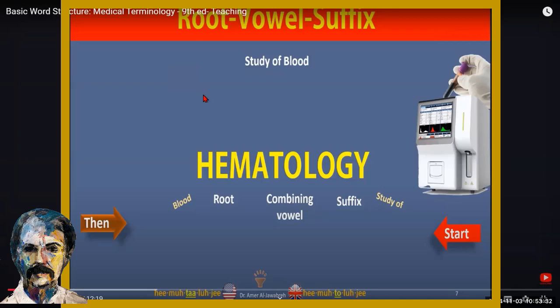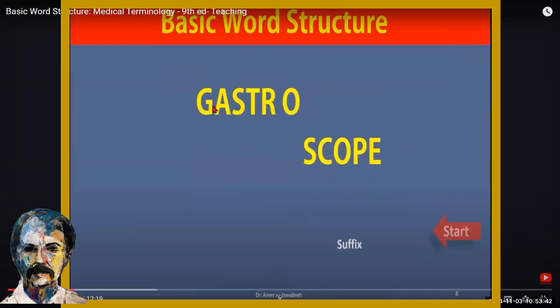Let's go to the second one. We have gastroscope. So we start with the word scope, which means to view. Microscope alone is a noun. It's the name of a machine, a name of an instrument. But if you say scopy, then it's the method, the process of doing things. So we start with the scope and go to the beginning.